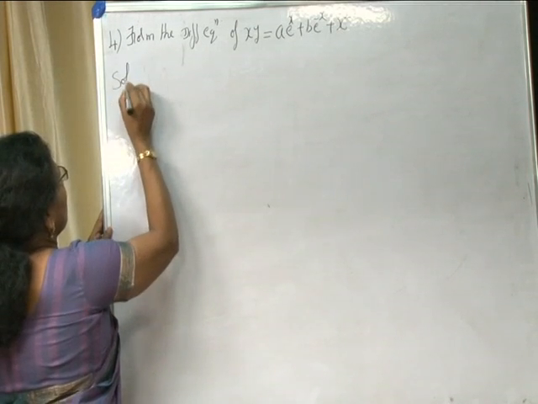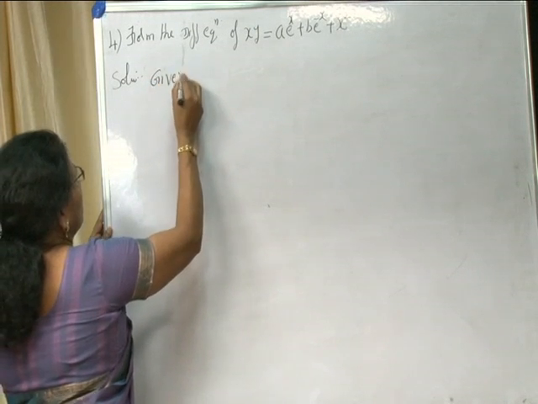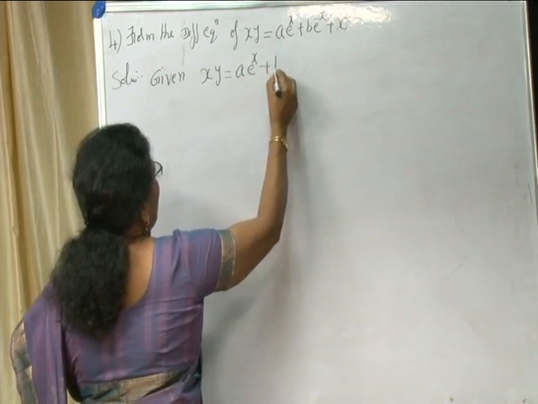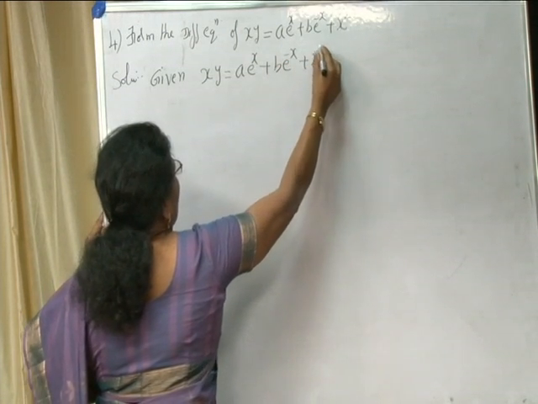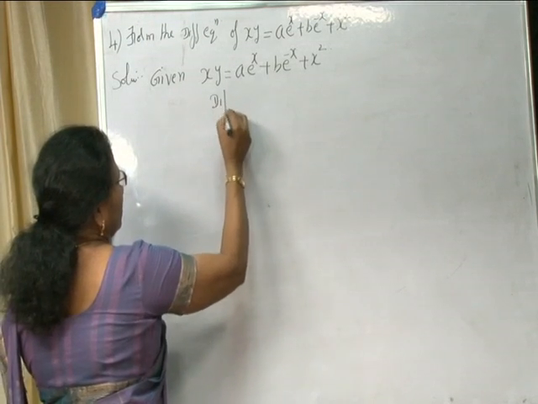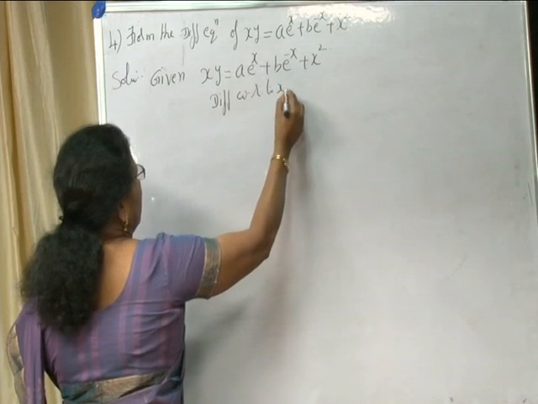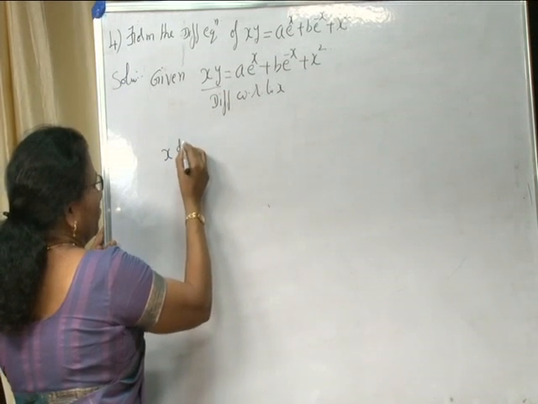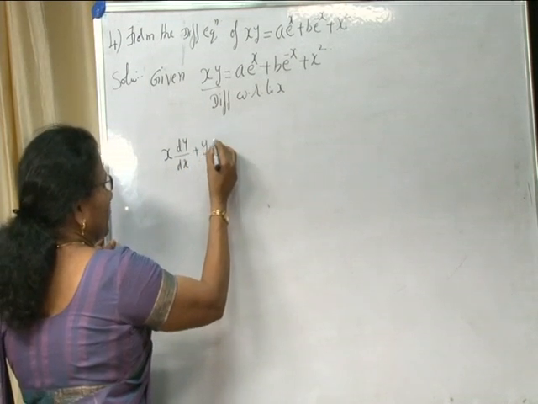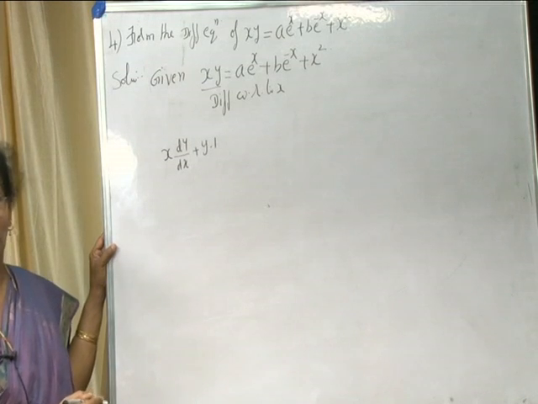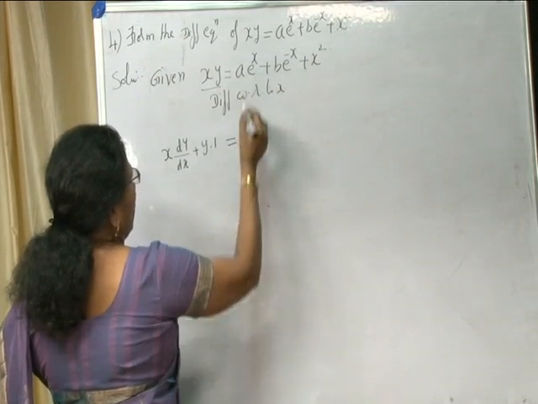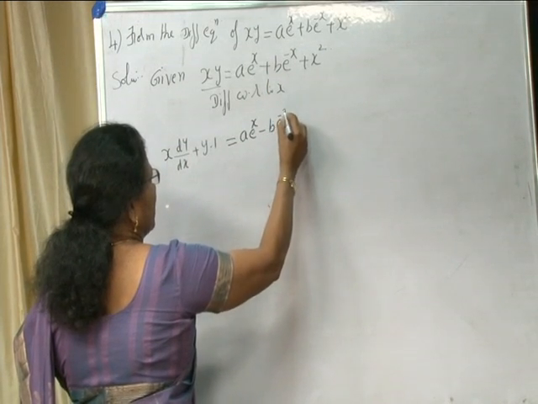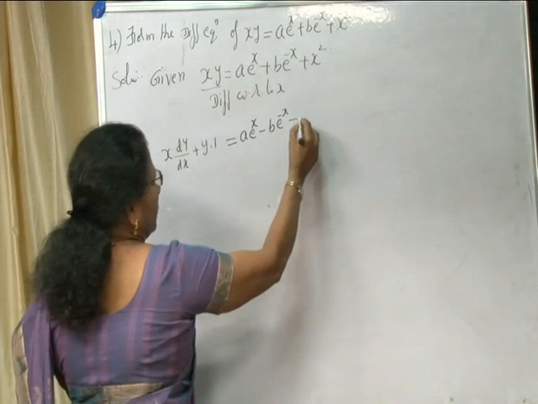Solution. Given xy is equal to a into e to the power of x plus b into e to the power of minus x plus x squared. Differentiate with respect to x. It is a product, x into y. First one keep it as it is, derivative of the second one, plus second one keep it as it is, derivative of the first one. This is the product rule. It is well known to you. Derivative of a into e to the power of x is a e to the power of x, minus b into e to the power of minus x. So minus into minus we are going to get plus, 2x.